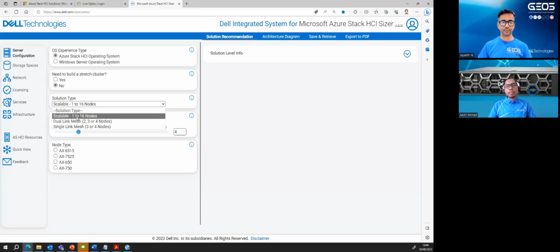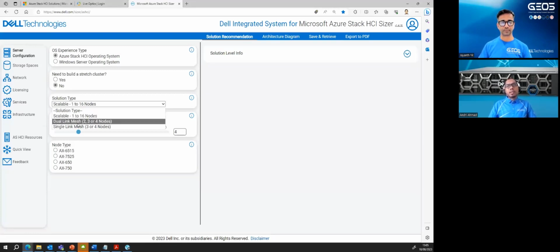Okay, the next one is whether you want to build the solution based on scalable or switchless, right? So scalable means that you are using top of rack switches. So it's very easy then to scale. Then you can have your storage traffic and network traffic and your host and management, right? And then you can scale up to 16.